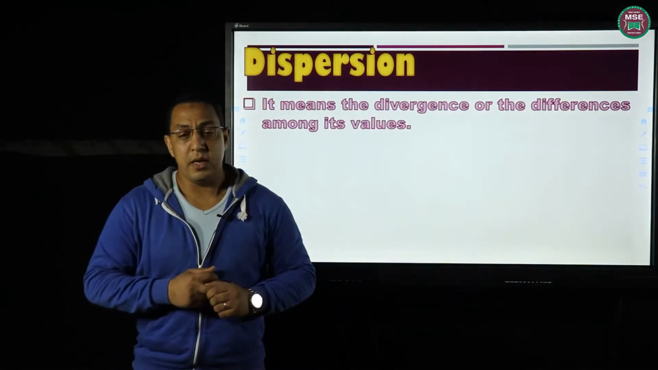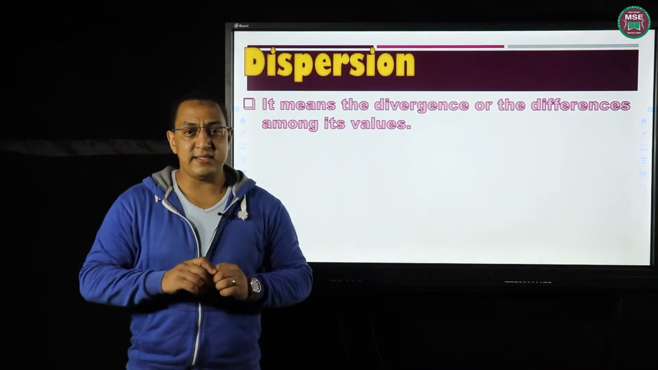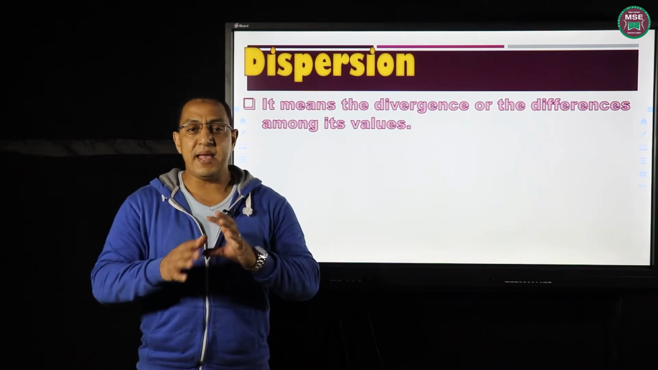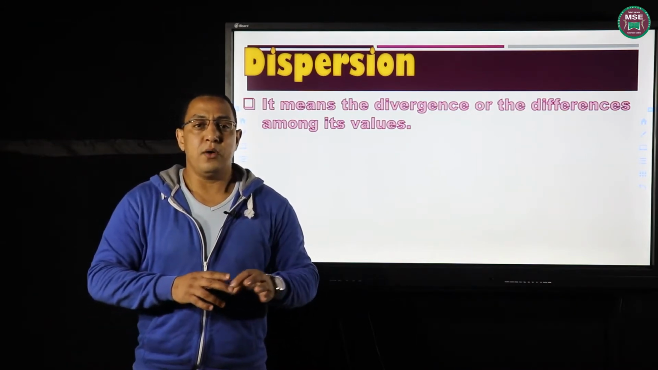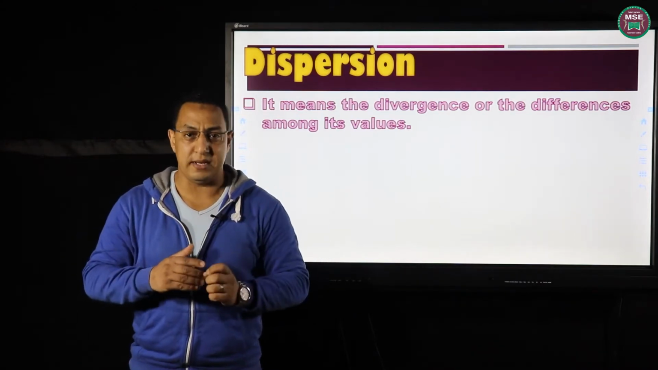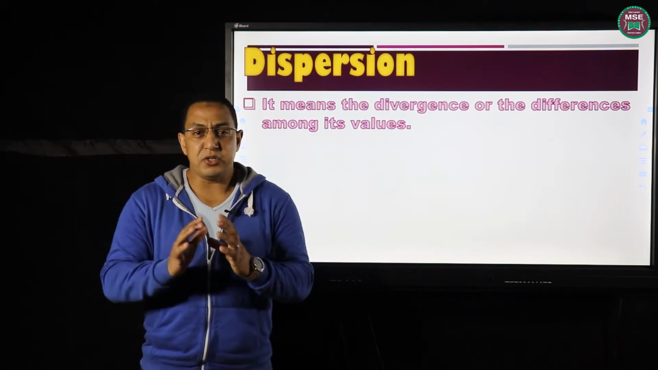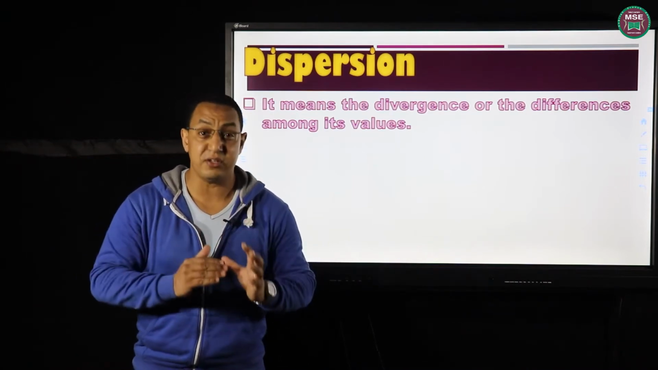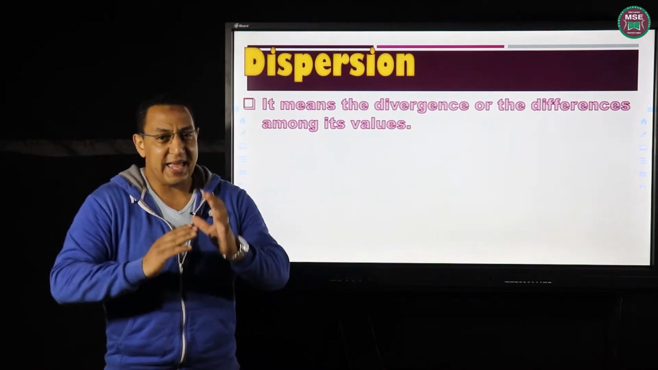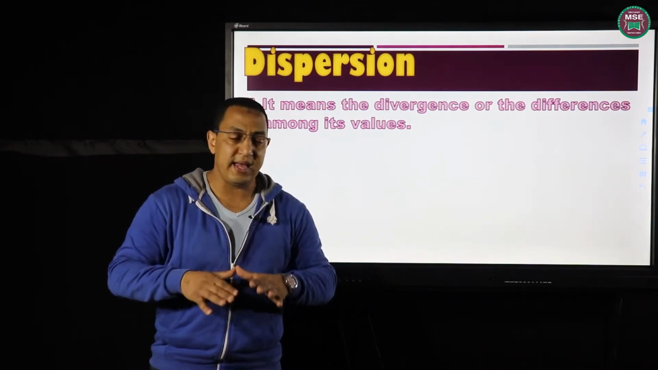What does it mean? If we have some data, for example, the marks of the math exam in a class, and if we have a difference or a gap between the values or the marks, to measure this divergence, we measure the dispersion. So the dispersion means the gap or the divergence between the marks or between the data.